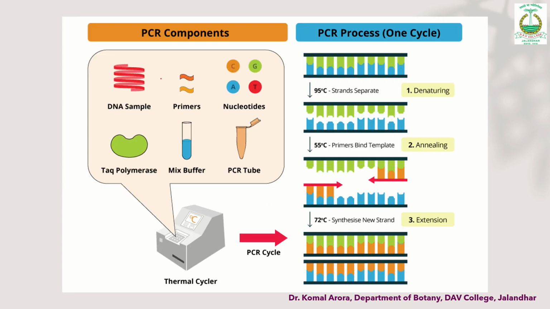Then PCR is meant for amplification. In PCR, we have a DNA sample. We use different primers, nucleotides, buffer, and Taq polymerase. All these components are actually meant to increase or amplify a particular DNA sequence so that we have millions of copies of that DNA for further analysis. So this is polymerase chain reaction.